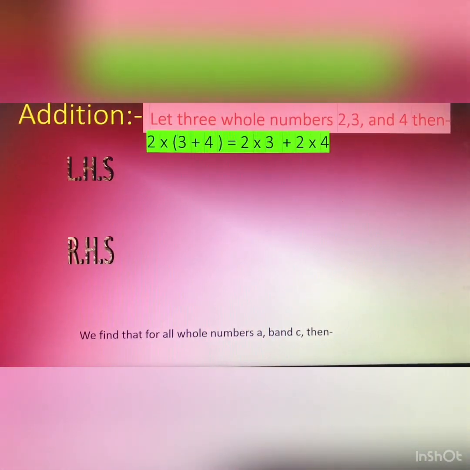Let three whole numbers be 2, 3 and 4. Then 2 into (3 plus 4) equals 2 into 3 plus 2 into 4. It means 2 is distributed to 3 and 4, that is, 2 into 3 and 2 into 4. And because the sign in the middle is plus, we put the sign plus.